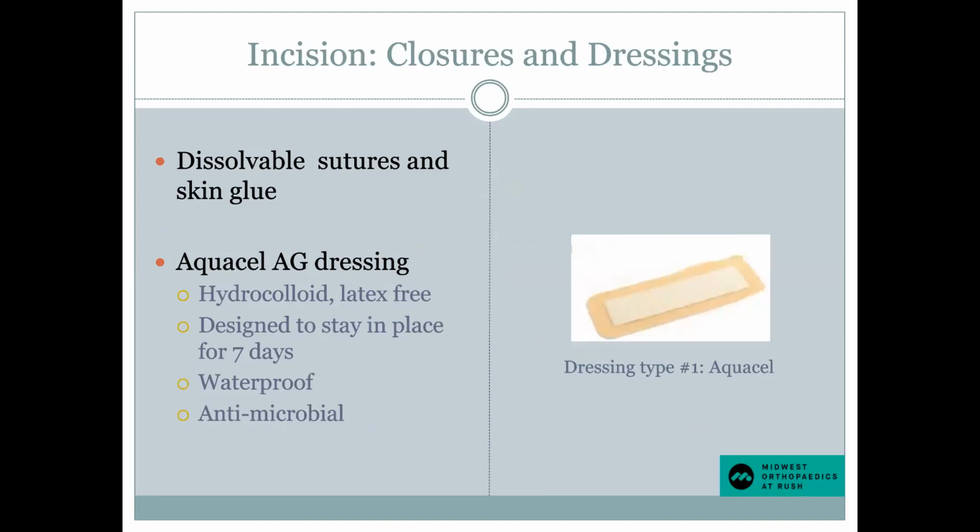So we will discuss some different types of closures and dressings. There are two different types that Dr. Gerlinger uses. The first being dissolvable sutures and skin glue. On top, he will place an Aquacel AG dressing. AG stands for silver, meaning it keeps the incision clean and dry. The dressing is waterproof and designed to stay in place for 1 week. You do not need to cover it in the shower.